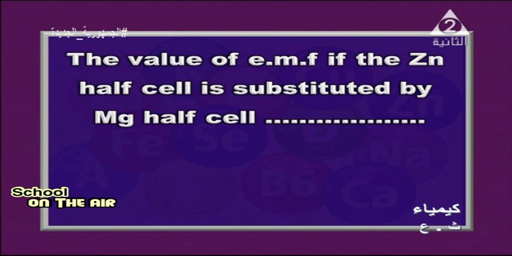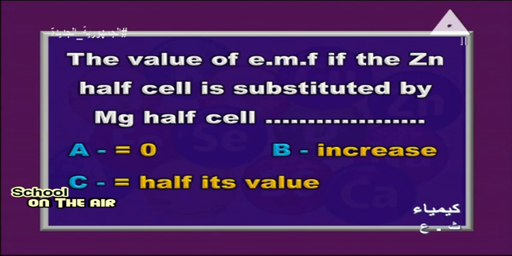The value of EMF if the zinc half cell is substituted by a magnesium half cell: is it 0, increase, half its value, decrease? We know that the magnesium oxidation potential is higher than zinc, or we can say magnesium is more active than zinc. So the value of the EMF will increase, as the difference in electric potential between magnesium and copper is more than that between zinc and copper. So the answer is increase.